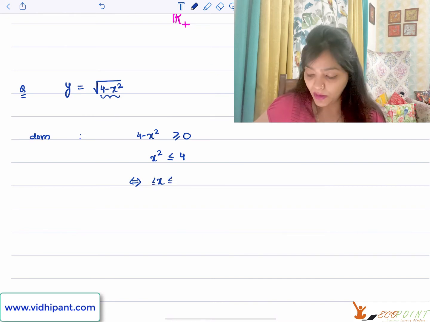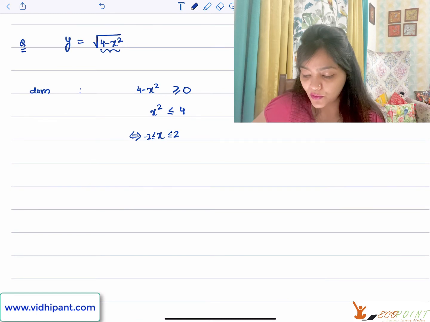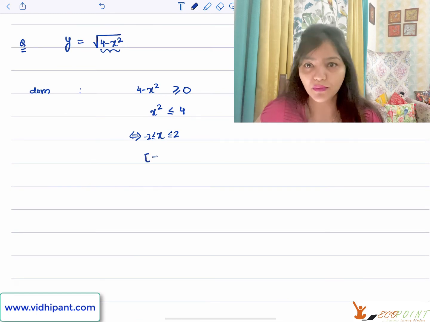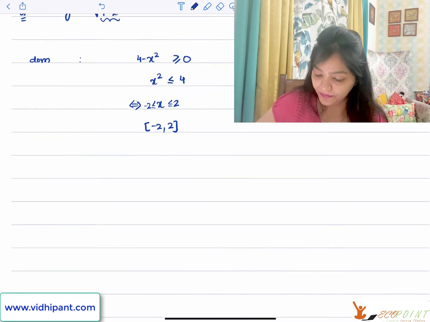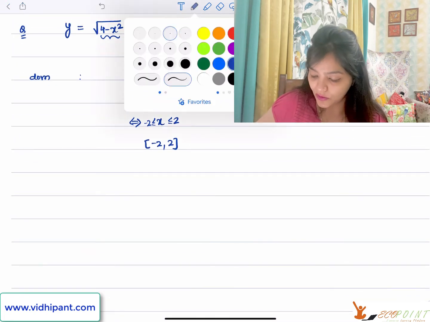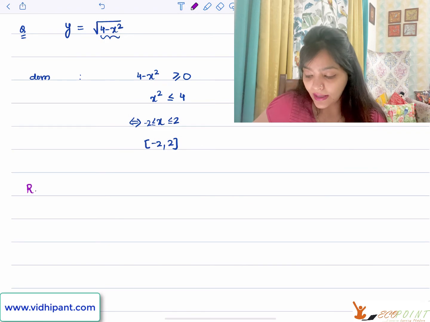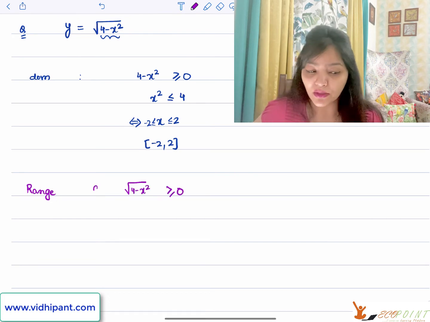So what is the domain? The domain clearly is the closed interval minus 2 to 2. Now let's talk about the range. Range for this function. Now again, since f(x) is the square root of 4 minus x square, it's greater than or equal to 0. So whatever f(x) comes out will be greater than or equal to 0 for sure, right?